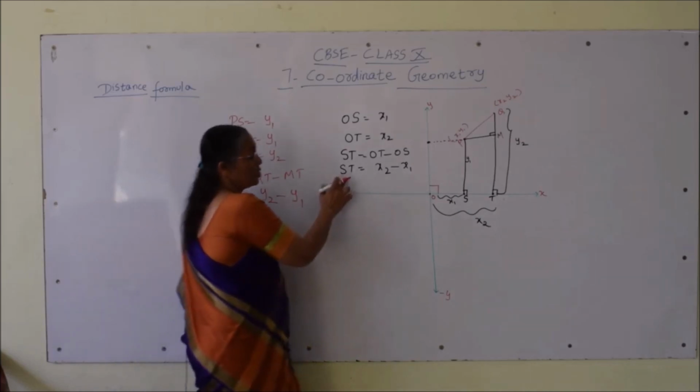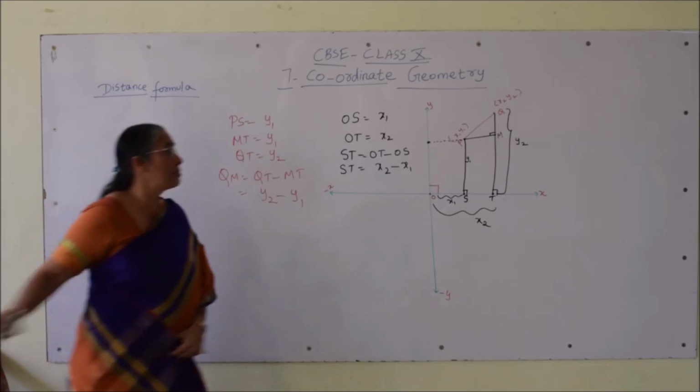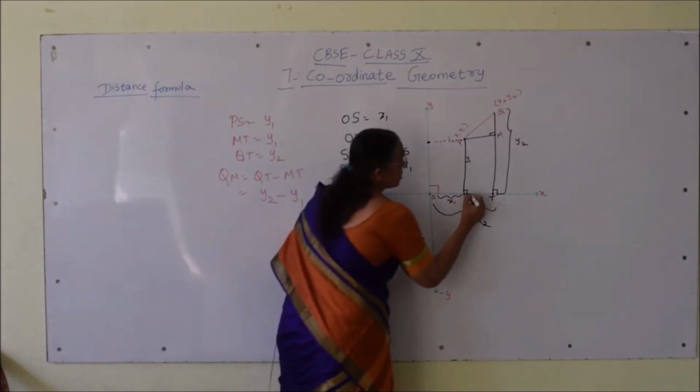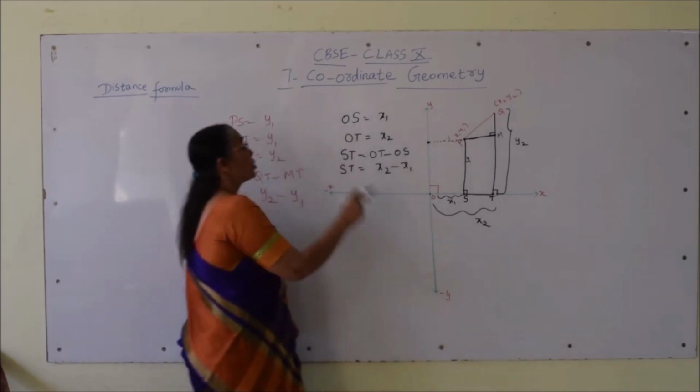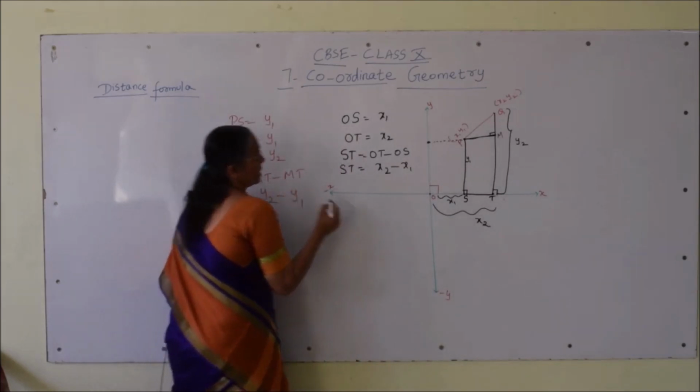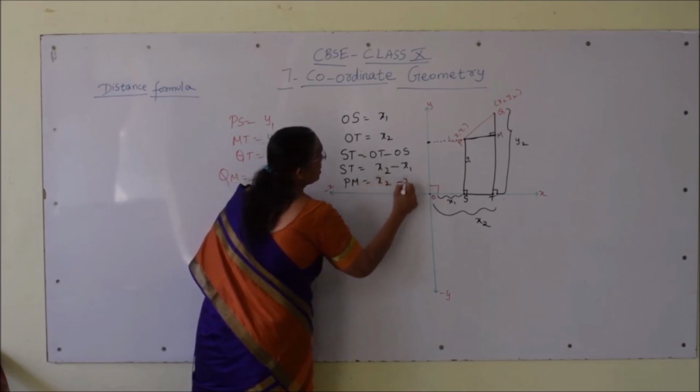Here we have the ST value, and ST is the same as, we can see here, this is ST. ST and PM are the same. So if ST is x2 minus x1, which implies PM is x2 minus x1.